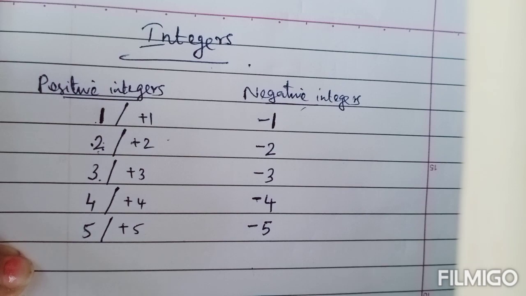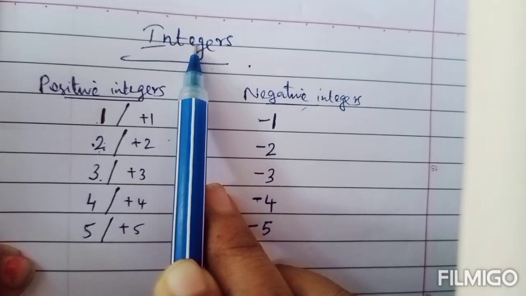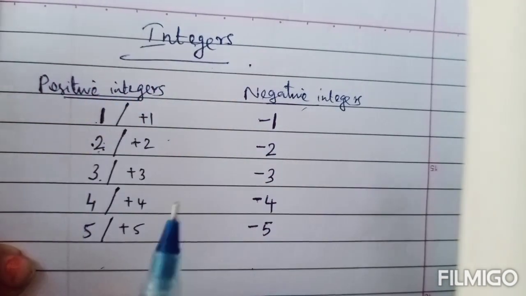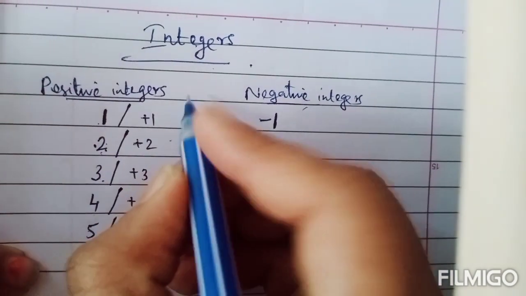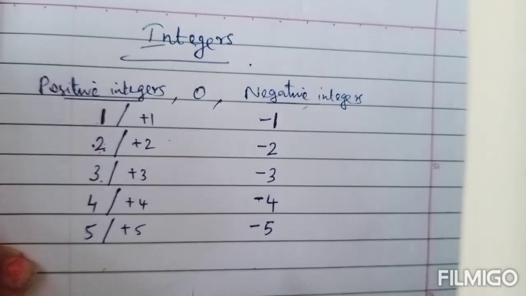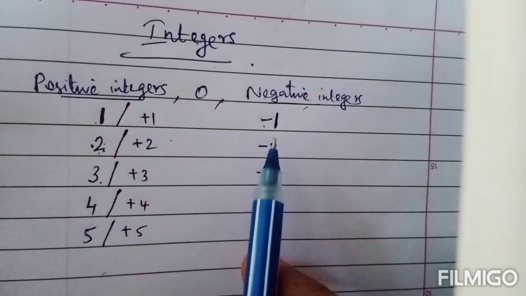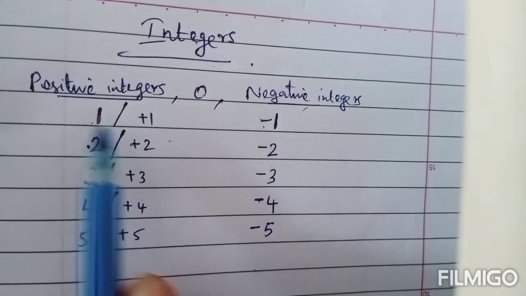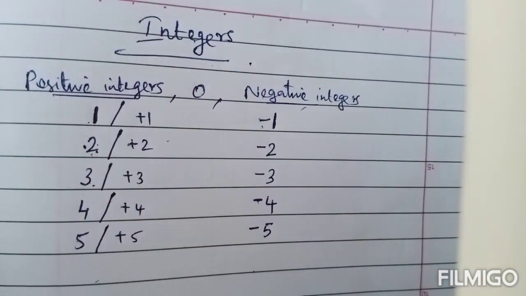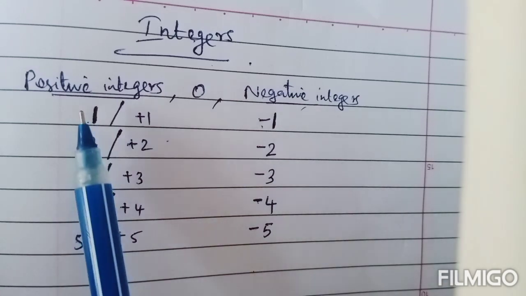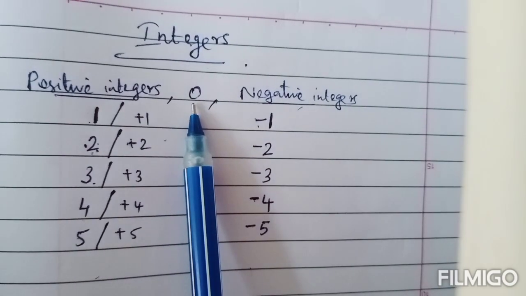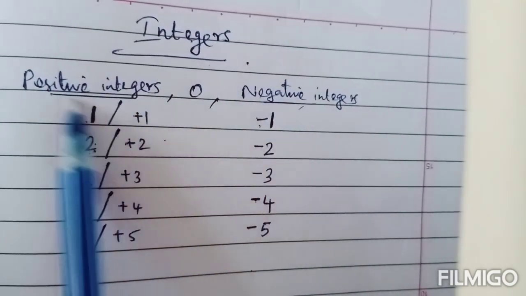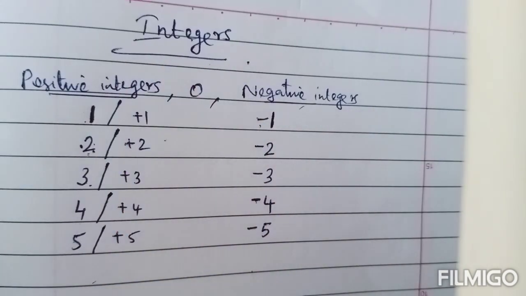So integers means all positive integers, all negative integers along with the 0. They form the set of integers. Okay, together it is the set of integers. So integers is a collection of positive integers, negative integers along with the 0. This set of numbers is called the integers.